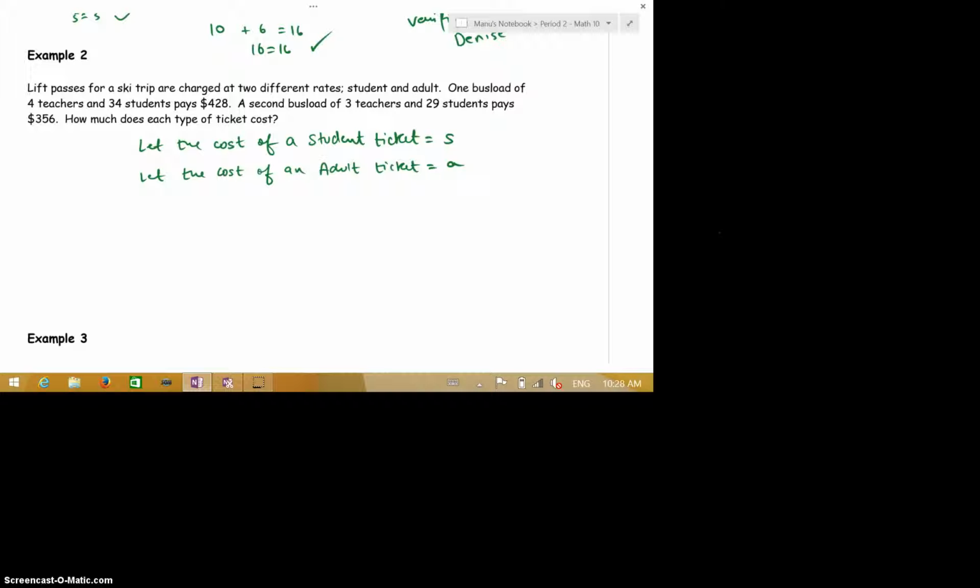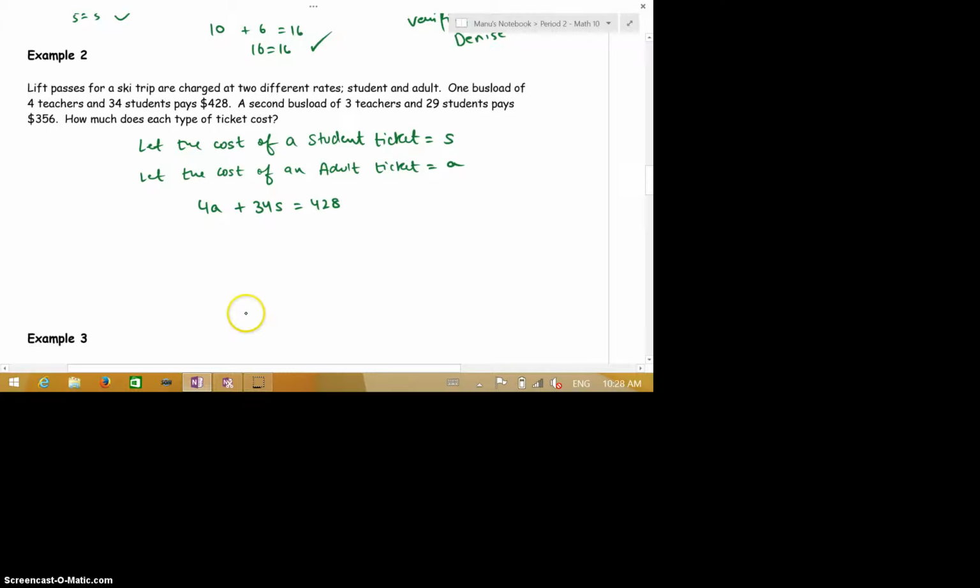So what's the equation that we can generate for that? Right, a busload of 4 teachers and 34 students paid $428. So 4a, I'm using small a, so I'll be consistent. So 4a plus 34s equals 428. Right? There's 4 adults and they paid $8 per adult, so 4 times a. And there's 34 students and each student paid S dollars, so 34 times S. You add the total money up, you should add up to 428.